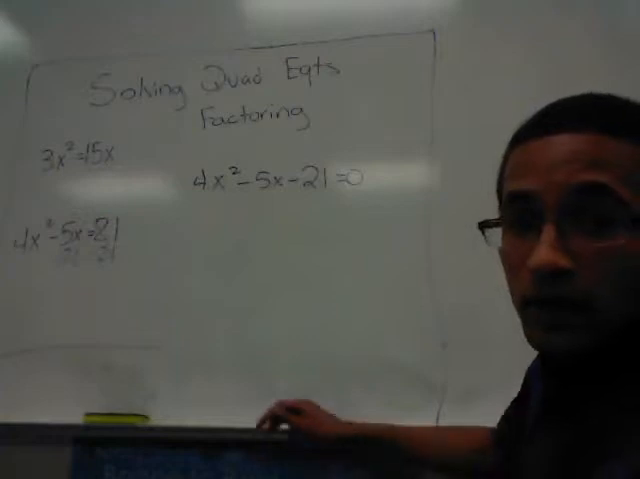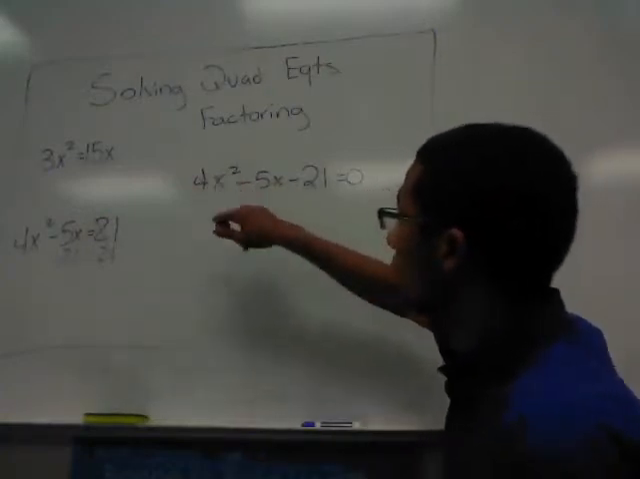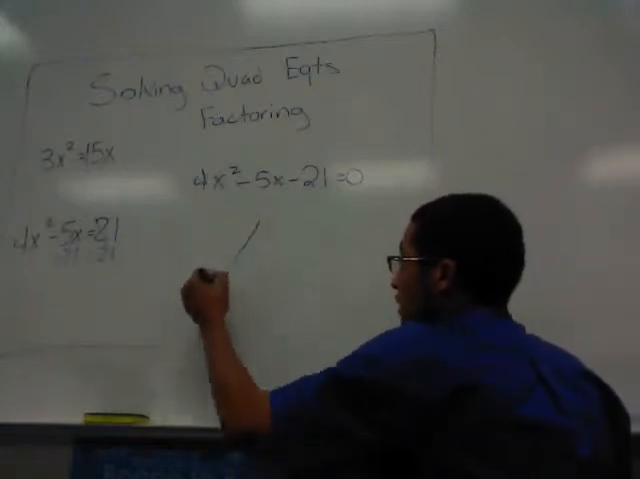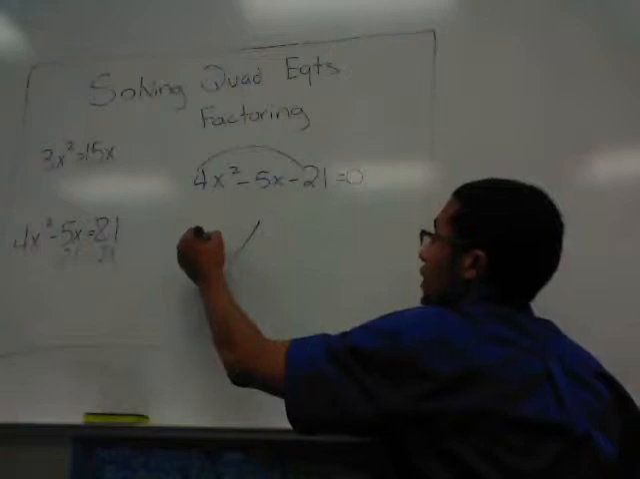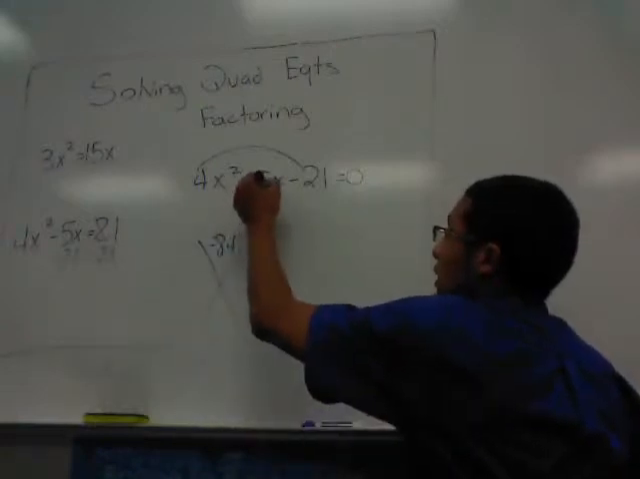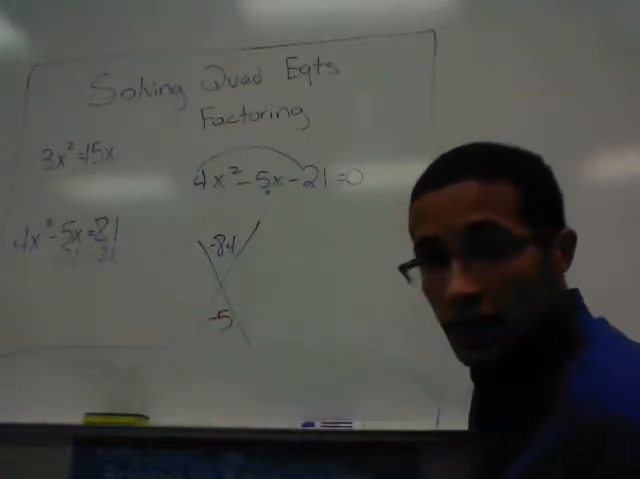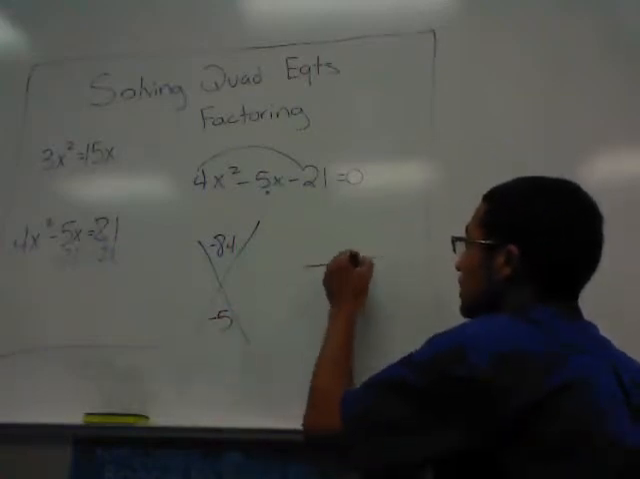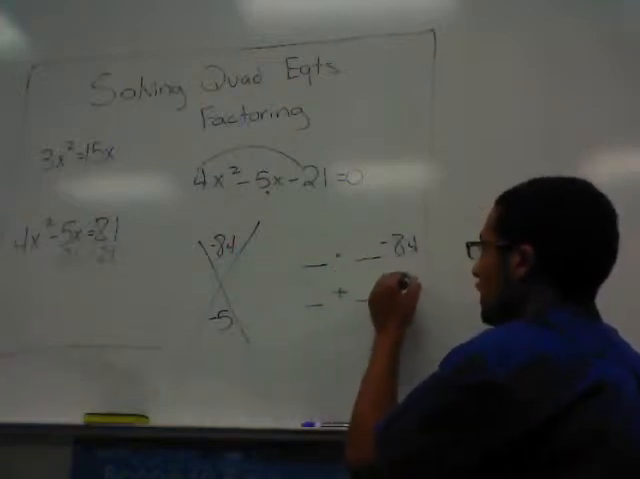All right? So now this is a trinomial that has a quadratic term. So we know that we can do the x method. So remember, you want to multiply the first times the last. That's going to give you negative 84. You write the middle term underneath with the sign, negative 5. Now you need to think of two numbers that are going to multiply to be negative 84. When you add them, you get negative 5, okay?